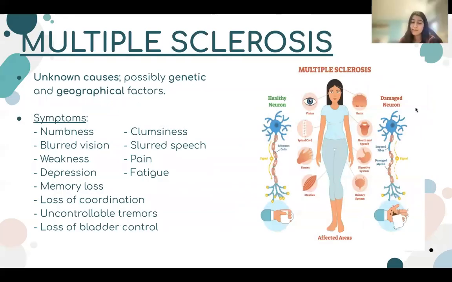The cause of MS is unknown. However, doctors think that it may be due to genetic and geographical factors. There are a number of symptoms associated with this disease. Some include numbness, clumsiness, slurred speech, and memory loss.